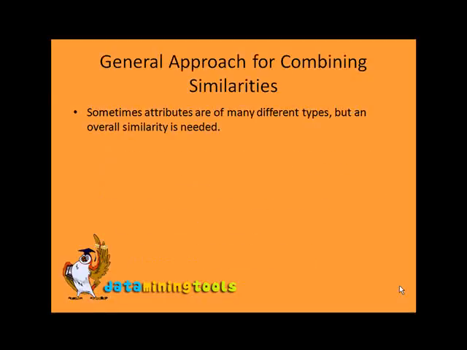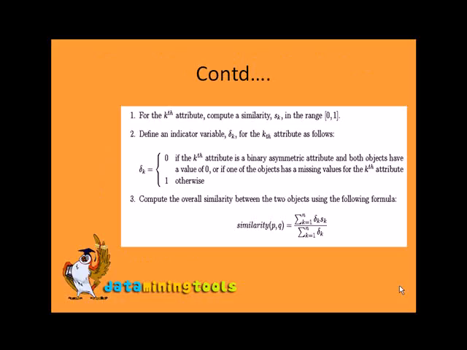Sometimes attributes are of many different types, but an overall similarity is always needed. For kth attribute, first compute similarity Sk in range 0 and 1, then find an indicator variable delta k, which is 0 if kth attribute is binary asymmetric attribute and both objects have a value 0, or if one of the objects has a missing value of the kth attribute. Indicator value is 1 otherwise. Compute the overall similarity between the two objects using this formula. Take a look at this formula.